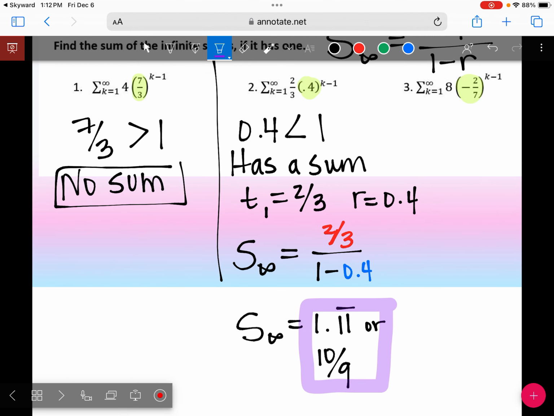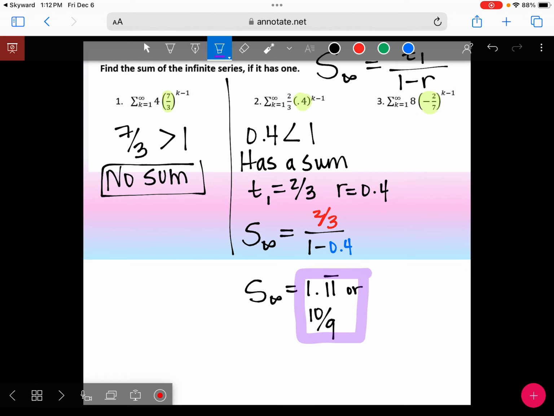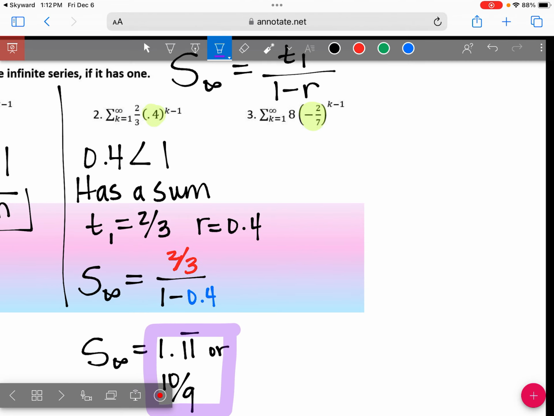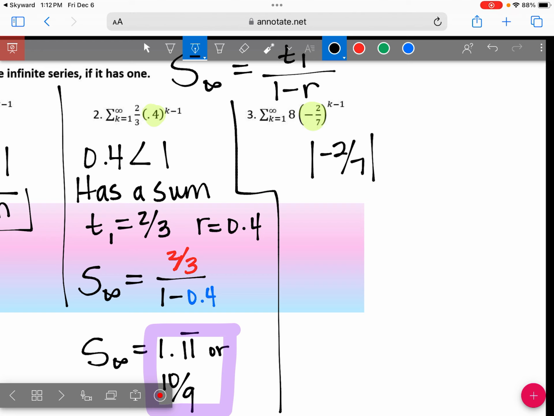All right, who got that? 10 over 9. 1.1. Okay. All right, last one here. So negative 2 over 7, that's why we say the absolute value. The absolute value of negative 2 over 7 is 2 over 7.